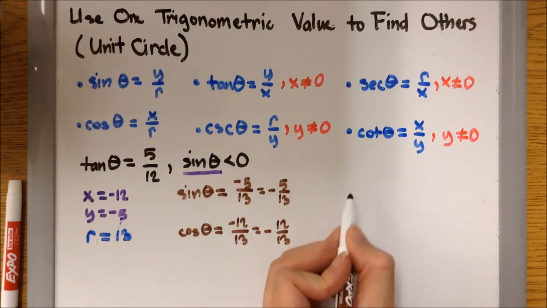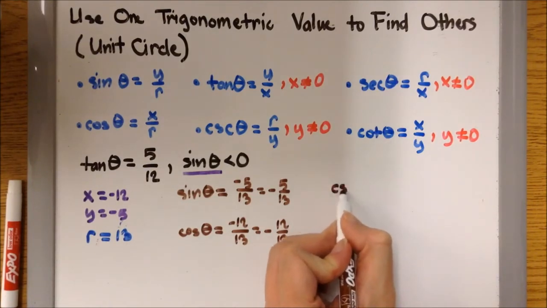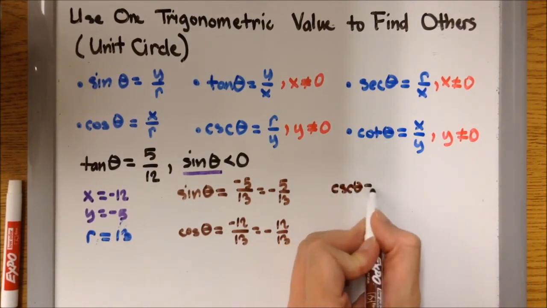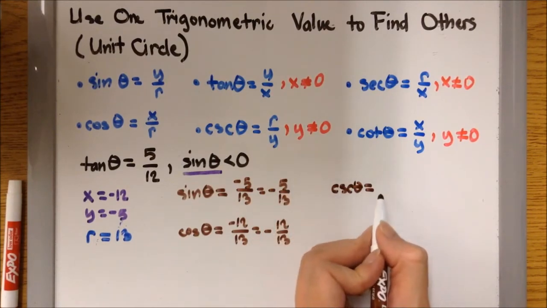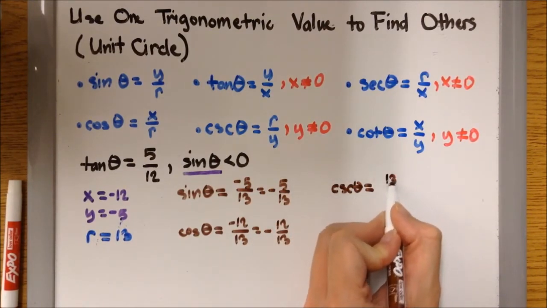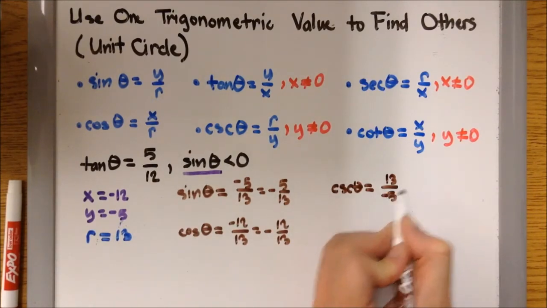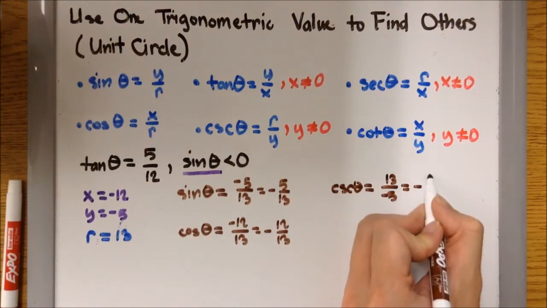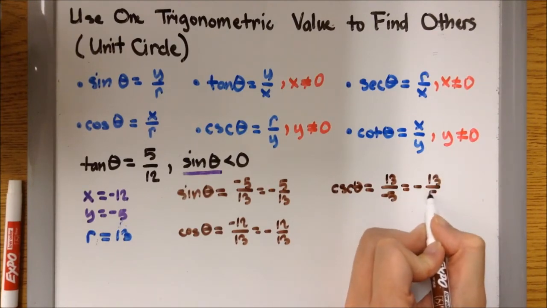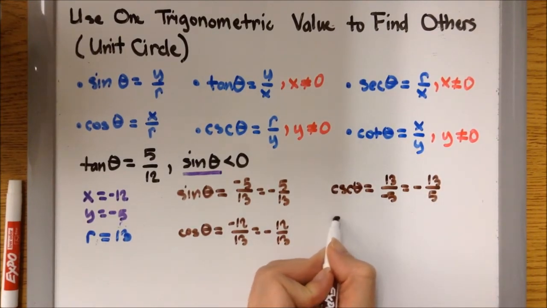We're going to do cosecant. Cosecant is r over y, so 13 over our y value, which is negative 5, so it's negative 13 over 5. Then we're going to do secant.